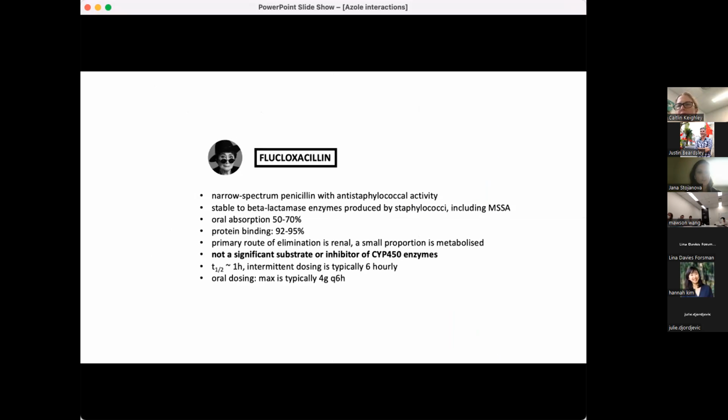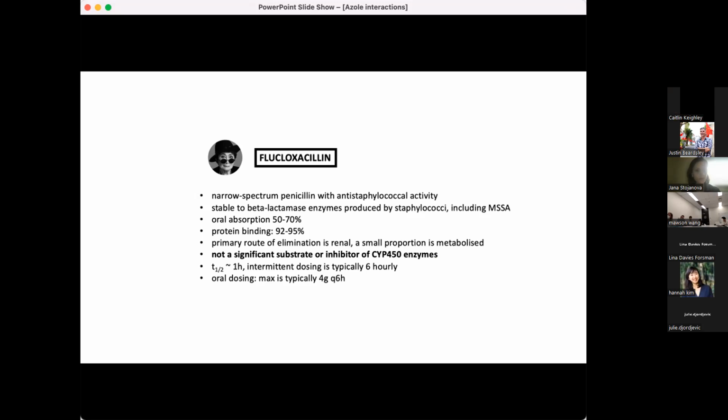So I chose our interacting drug, flucloxacillin. Flucloxacillin is a narrow spectrum penicillin with anti-staphylococcus activity. It's stable to beta-lactamase enzymes produced by staphylococci, including MSSA. It has reasonable oral absorption and substantial protein binding. The primary route of elimination is by the kidneys, and a small proportion is metabolized. However, it's not considered a significant substrate or inhibitor of CYP450 enzymes.